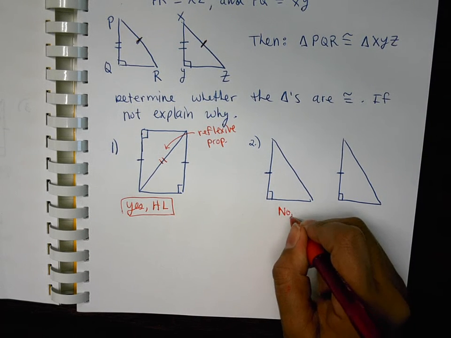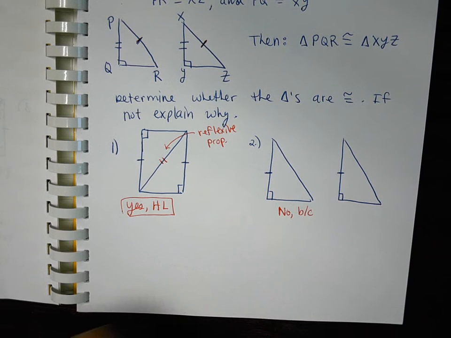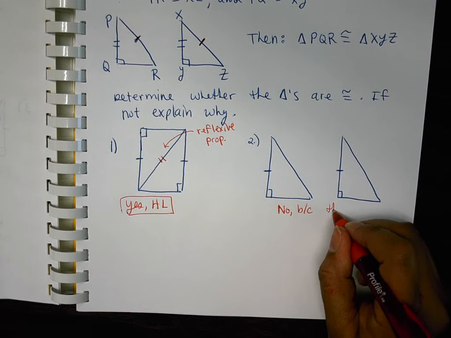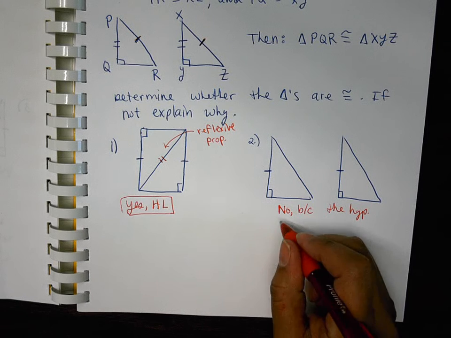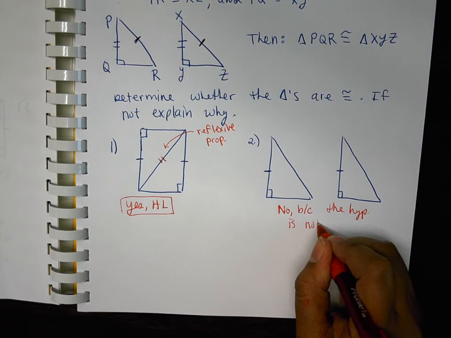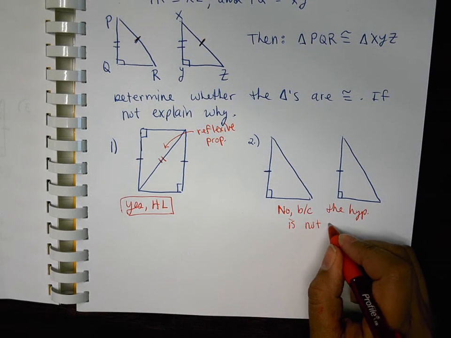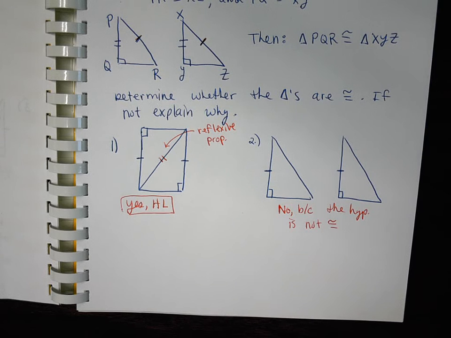Not HL. No, because, and we have to explain. What would you guys say? Because the hypotenuse, I'm going to abbreviate hypotenuse, because the hypotenuse is not given congruent. All right.